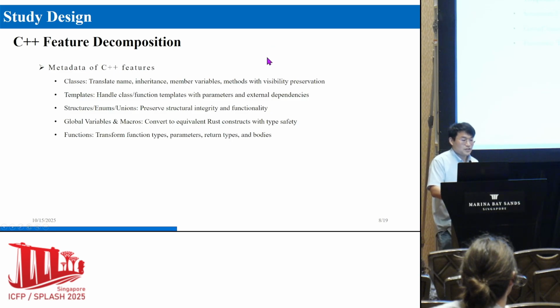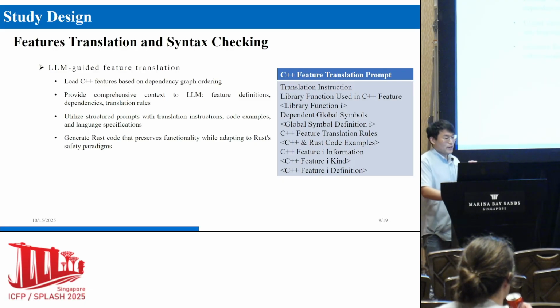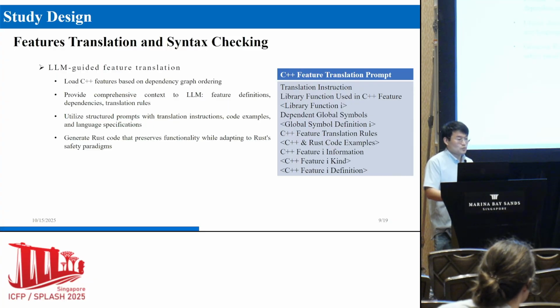As for each C++ feature, we can extract a variety of metadata, like the classes. We need to extract its name, its inheritance hierarchy, its members, and its member functions. After we extract the features, we need to translate them one by one and syntax check them.